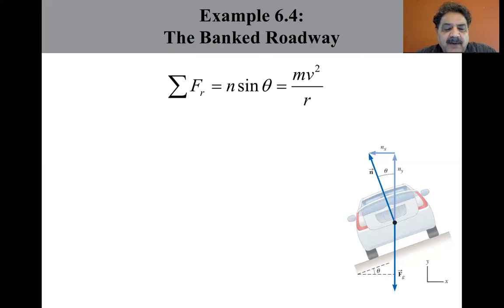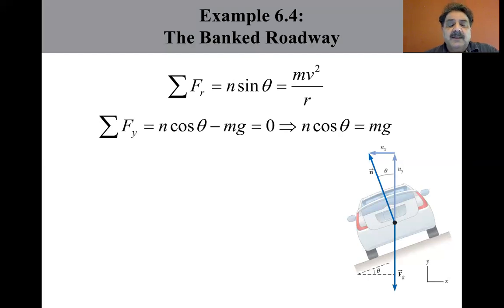Now apply the particle in equilibrium model to the car in the vertical direction. The sum of the forces in y is N cosine theta, that's the normal force, minus mg, and that has to equal 0. So that's N cosine theta equals mg. Divide the first by the second, and you end up with tangent theta equals v squared over rg. The m's cancel.